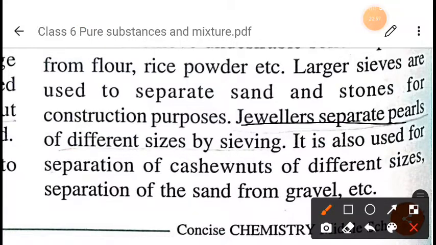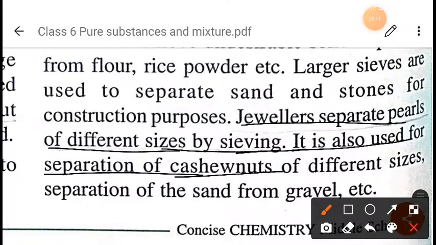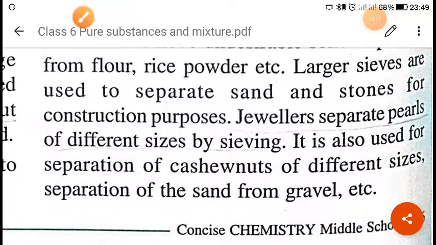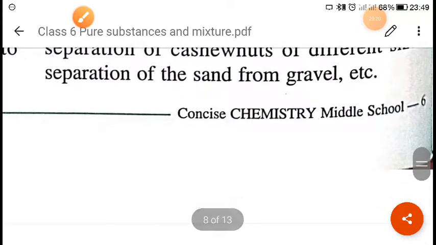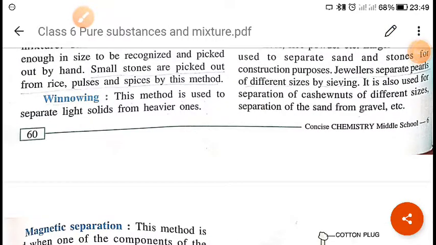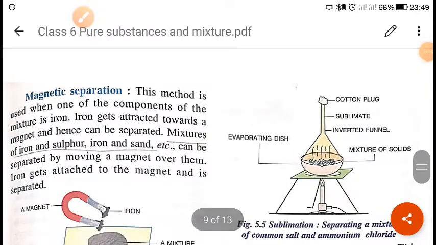Jewelers also separate pearls of different sizes by sieving, right? It is also used for separation of castanets of different sizes, and separation of sand from gravel, etc. So I hope you have understood this, right? This method also you have understood. So this was all about the sieving method.